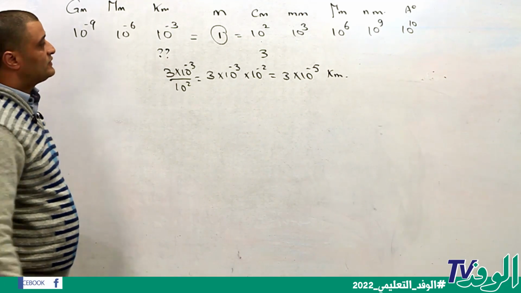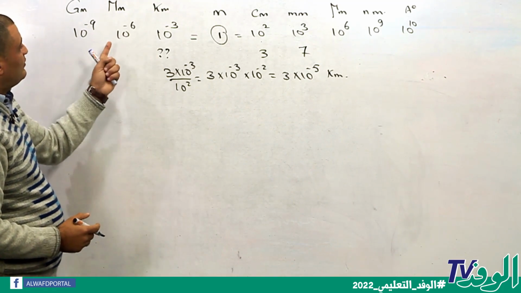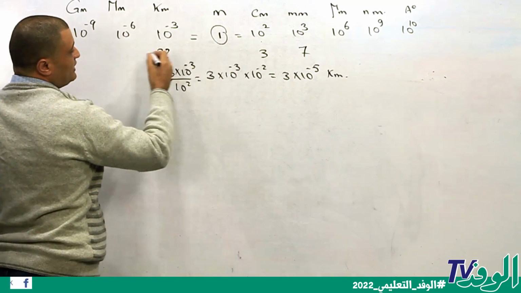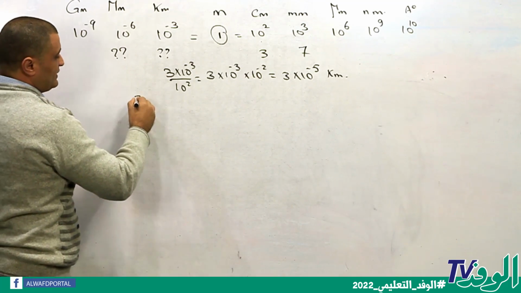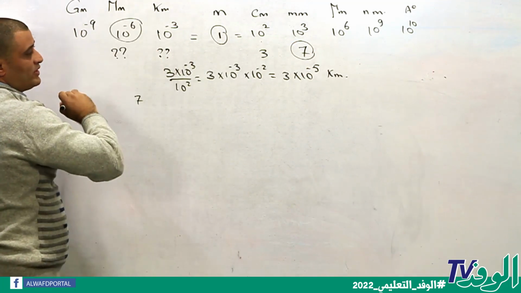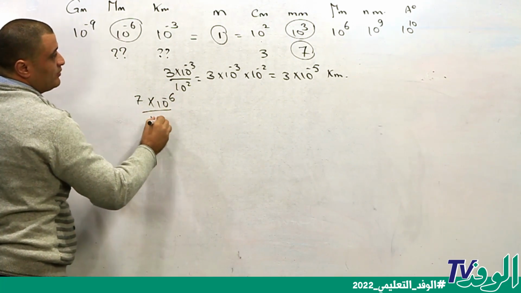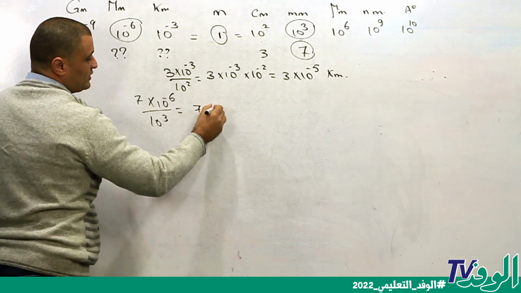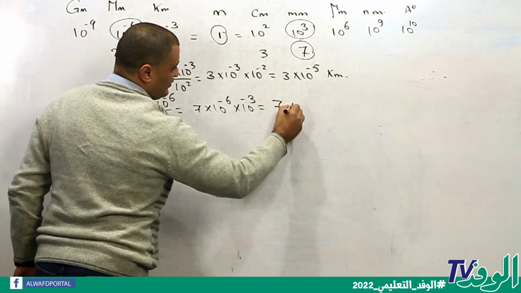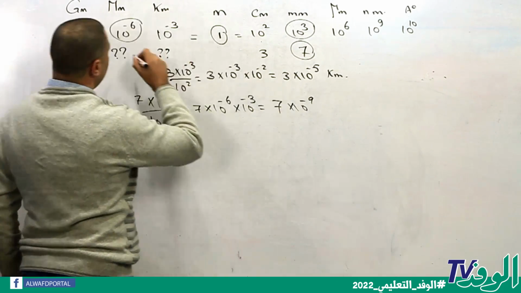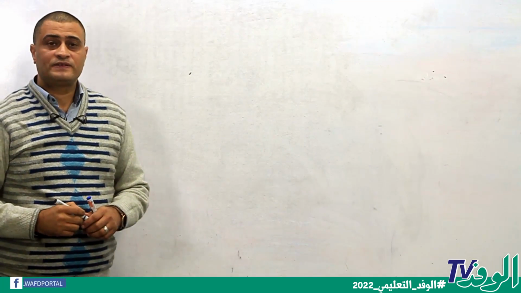Okay, another one. Suppose we have 7 millimeter and micrometer. 7 millimeter, how many equals in micrometer? So we'll make a cross multiplication. 7 multiply 10 power negative 6 divided by 10 power 3, which will be equals 7 multiply 10 power negative 6 multiply 10 power 3 negative 3. So 7 multiply 10 power negative 9. Here in megameter.